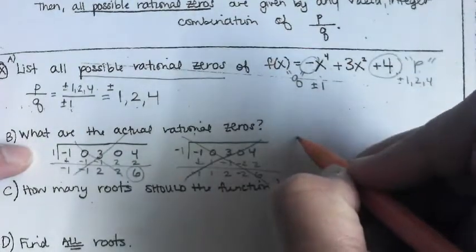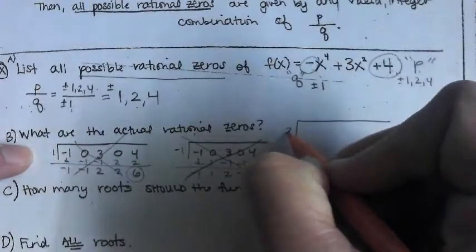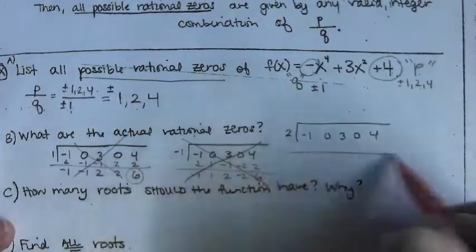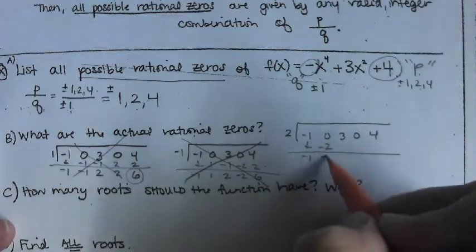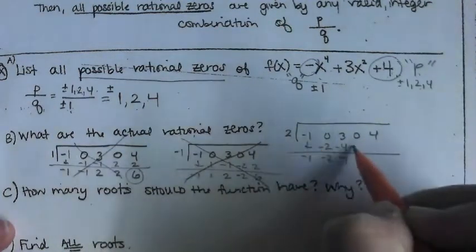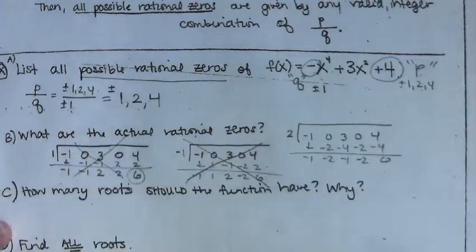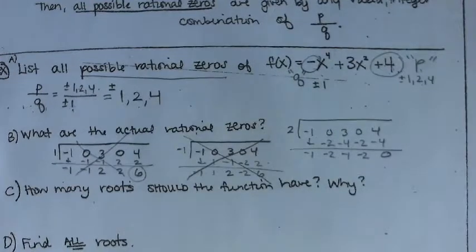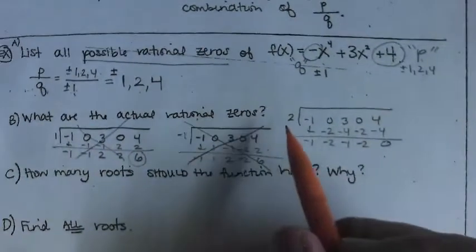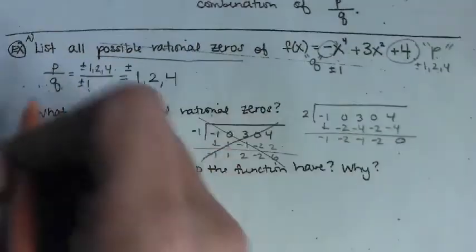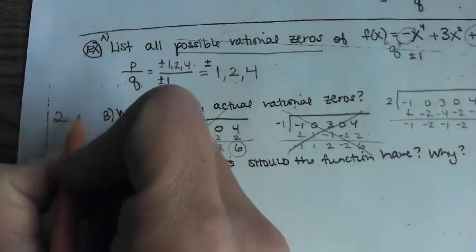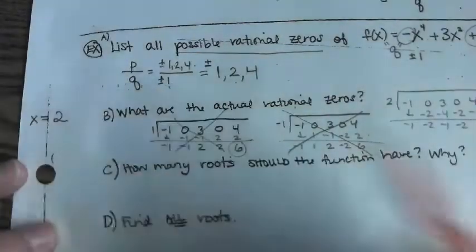Positive 2. We'll try that one. Negative 1, 0, 3, 0, 4 aren't going to change. Was that one? Yes. Okay. So we found out that 2 is one of the actual zeros, I'll put it over here in the column, we'll say x equals 2, is 1.